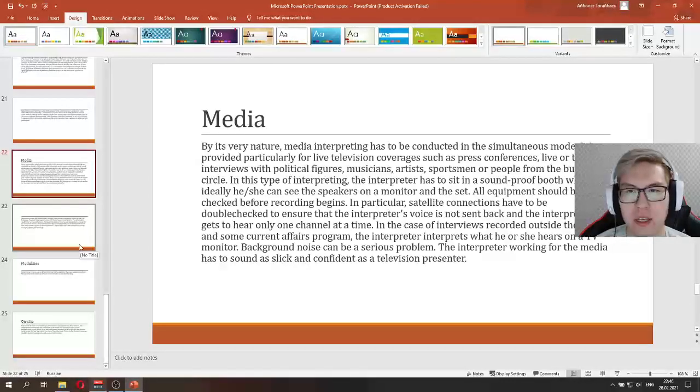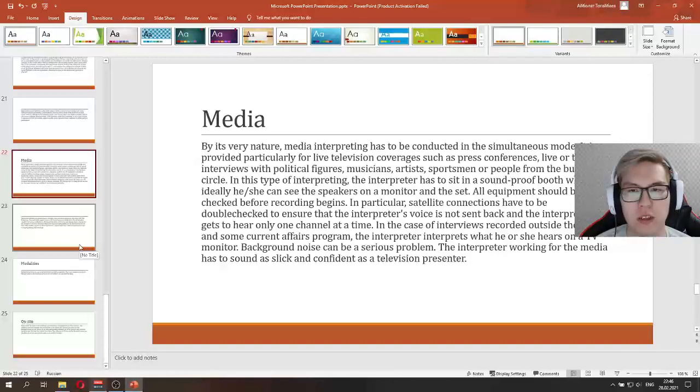Media. By its very nature, media interpreting has to be conducted in the simultaneous mode. It's provided particularly for live television coverages, such as press conferences, live or taped interviews with political figures, musicians, artists, sportsmen, or people from the business circle. In this type of interpreting, the interpreter has to sit in a soundproof booth where ideally he or she can see the speakers on a monitor and the set.